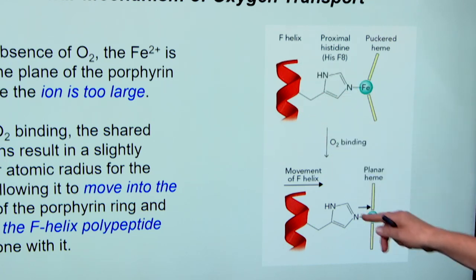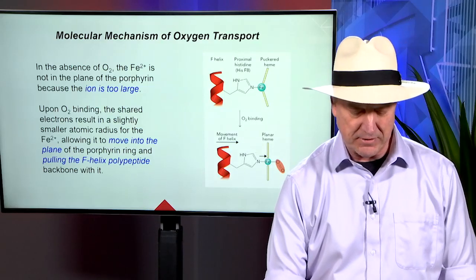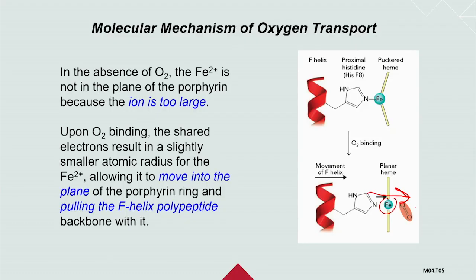And then what happens is when oxygen binds, it pulls the iron towards the oxygen. So it's pulling it. And when that happens, the heme is going to pull because the iron is now in the plane of the heme. So when the iron moves, the histidine moves. And when the histidine moves, the helix moves. So the helix actually moves. And when that helix moves, it changes the conformation of the whole protein.